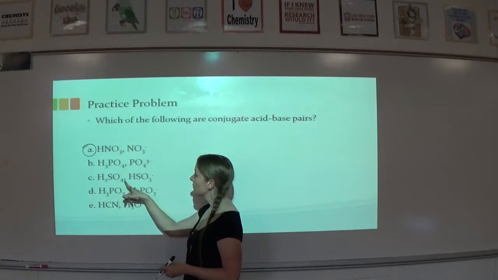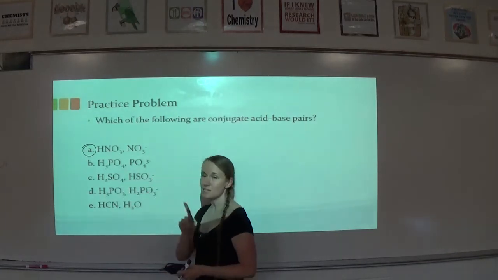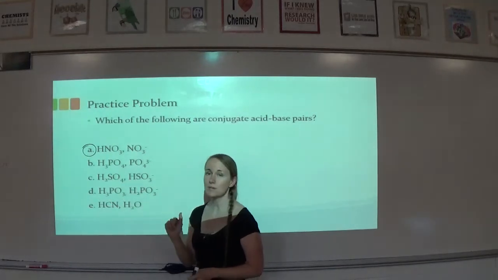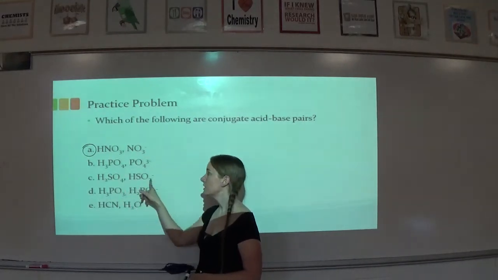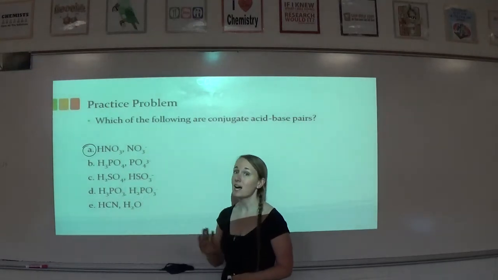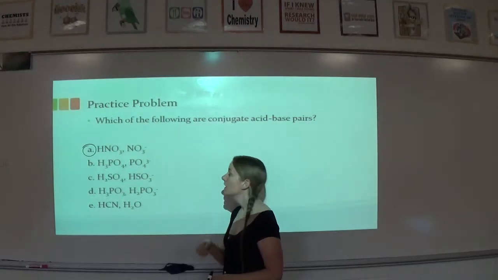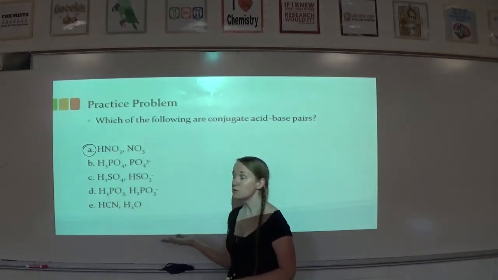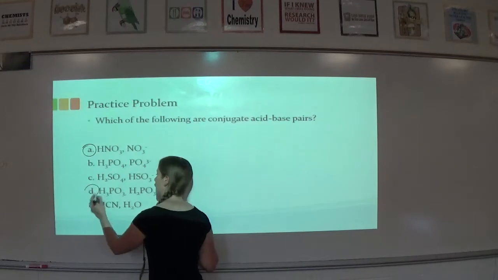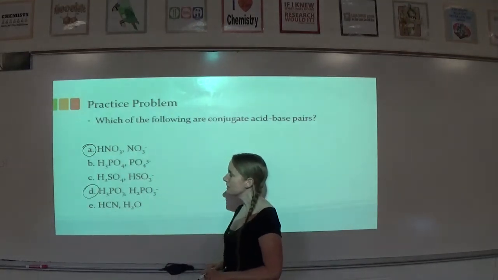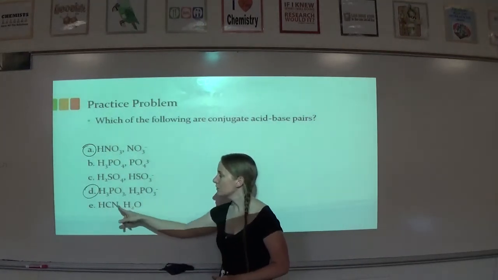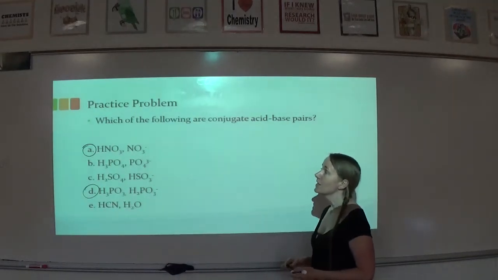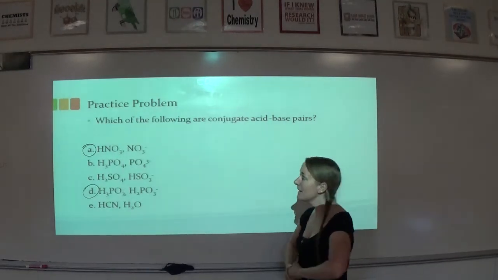All right, here we have H2SO4 and HSO3 minus. Now this one's tricky, because does it differ by 1 hydrogen? Yes, this one has 2 and this one has 1. But it also differs by 1 oxygen, so it's not a conjugate acid-base pair, so you gotta be careful. All right, here we have H3PO3 and H2PO3 minus, so do those differ by 1 hydrogen? Yes, they do. And then last we have HCN and H2O. Well, those do differ by 1 hydrogen, but this has a CN and this has an O, so it differs by other things. So on this one, your answers should have been A and D.